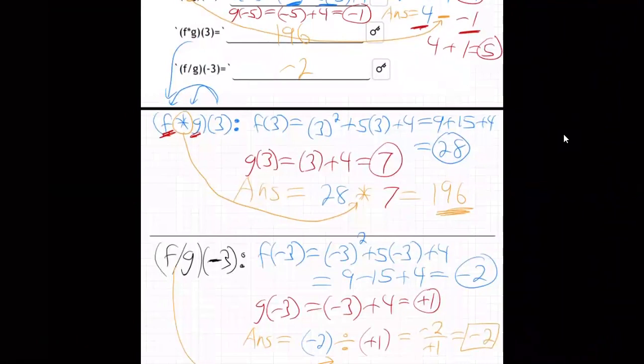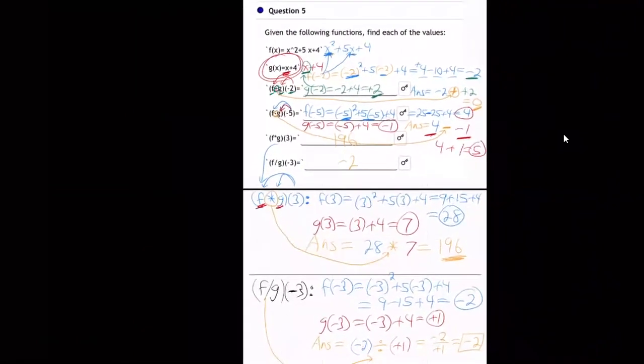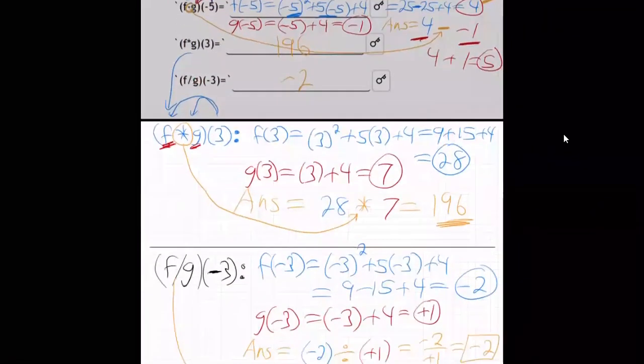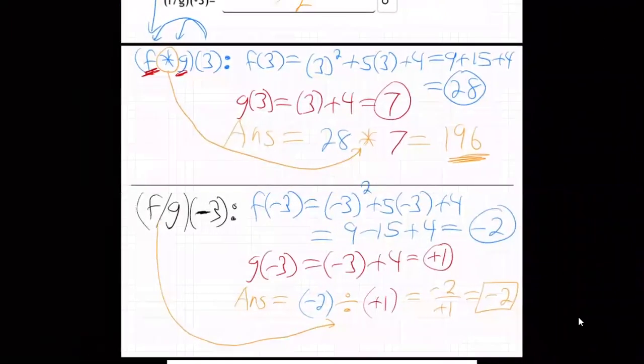So what did we do overall on this question? We just plugged in whatever they wanted us to plug into both functions, like the -2 in this case, plugged into both functions, and then added the answers. The -5 plugged into both functions, subtracted the answers. The 3 plugged into both functions, multiplied the answers. The -3 plugged into both functions, divided the two answers. There we go.